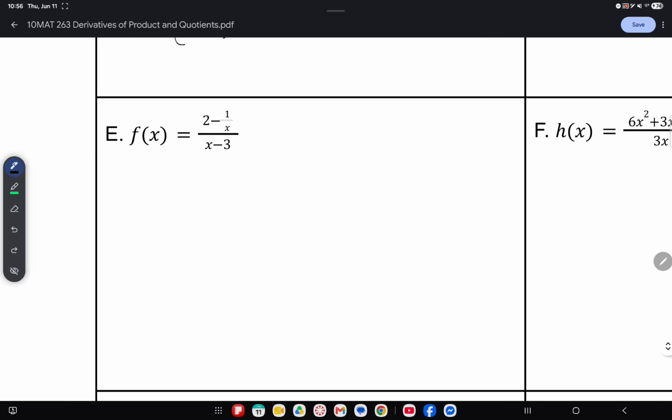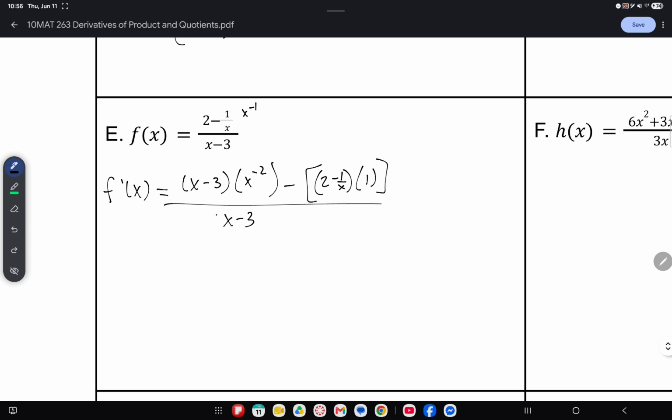But let's just practice the quotient rule again here. Always good practice. So low times d high, which would be x to the -1. If I do my derivative, it's actually going to be just x to the -2. So low d high minus high d low, all over low low.